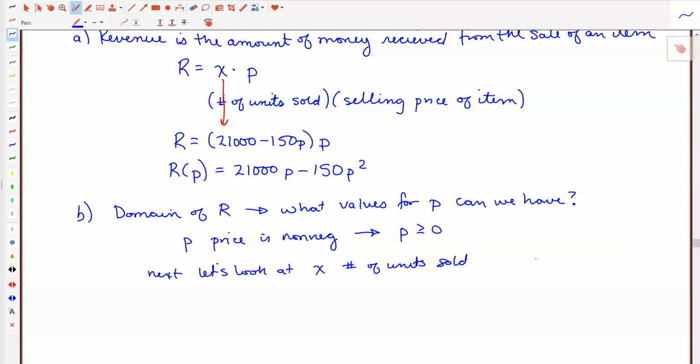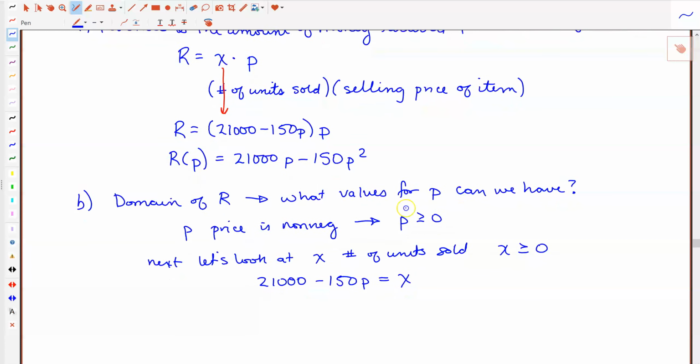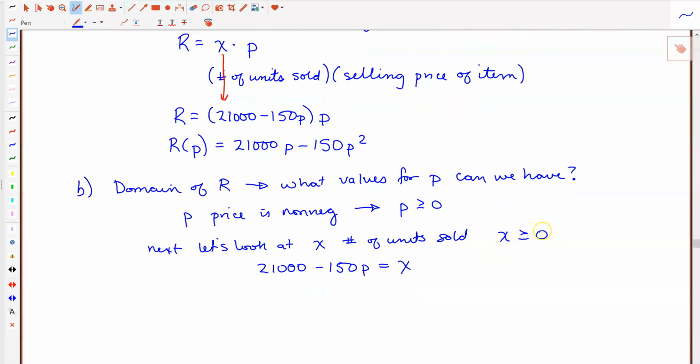Okay, so because x is going to be the number of units sold, this value has to be greater than or equal to 0, because I can't sell negative units. So we have that demand equation, which was 21,000 minus 150p is equal to x. And we now know that x should be greater than or equal to 0 in this context for everything to make sense, which means this expression, 21,000 minus 150p, also should be greater than or equal to 0, because this expression is equivalent to x, and I know x should be greater than or equal to 0.